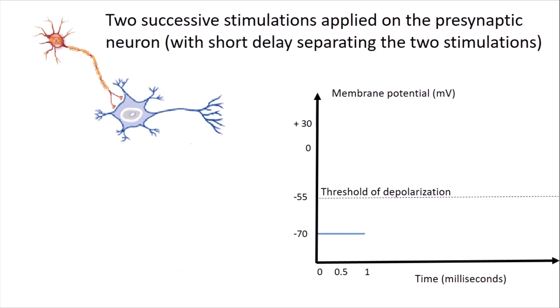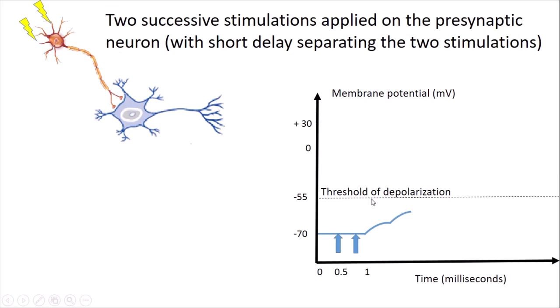All right, so let's start by applying two successive stimulations on the same presynaptic neuron. So I'm going to stimulate it twice. This is the first one and the second one. What happened here? You notice that we got two hypopolarization waves being added together, being superimposed over each other.